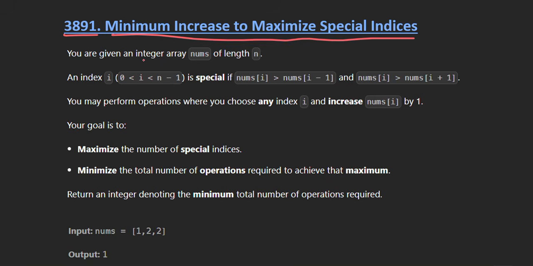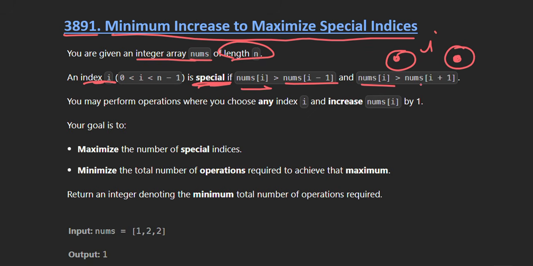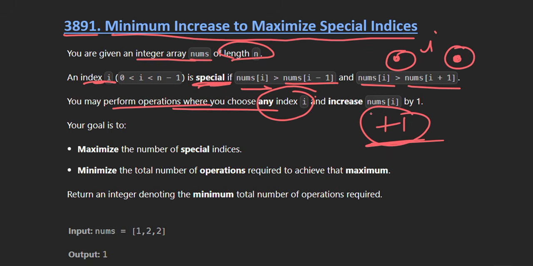So basically in this question we are given an integer array nums whose length is n, and an index i is called a special index if its value is greater than its neighboring indexes. That is, nums of i is greater than its previous index and nums of i is greater than its next index, then that index is called a special index. And we can perform operations to make any index special by increasing its value by +1 every time.